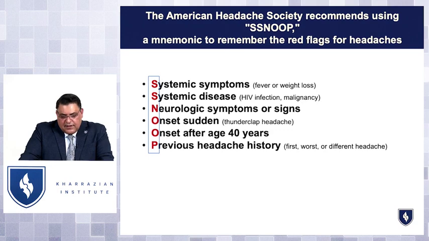Onset is sudden. Thunderclap headache is typically defined as the worst headache of a person's life. They tell you they've never had a headache like this. It's the worst I've ever had in my life. And then another red flag is just being over age 40. Anytime someone is over 40, you've got to make sure they don't have this SNOOP pattern.